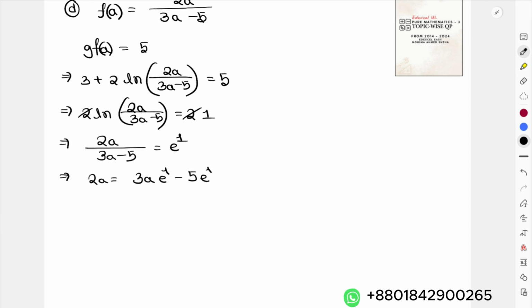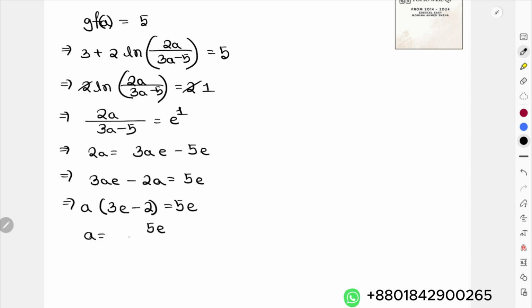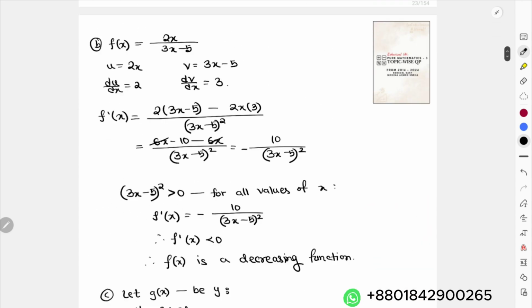e power 1 is not a constant value, so we just have to take all the a's together, which is 2a minus 3a e power minus 1, or maybe take this to the right hand side and then this to the left hand side, so you get 3a e power 1, 2a, and then 5e power 1. We can also just write e over here because anything to the power of 1 is just that number. You take a as a common factor, so you get 3e minus 2, and then again 5e, so you get a as 5e over 3e minus 2, right?